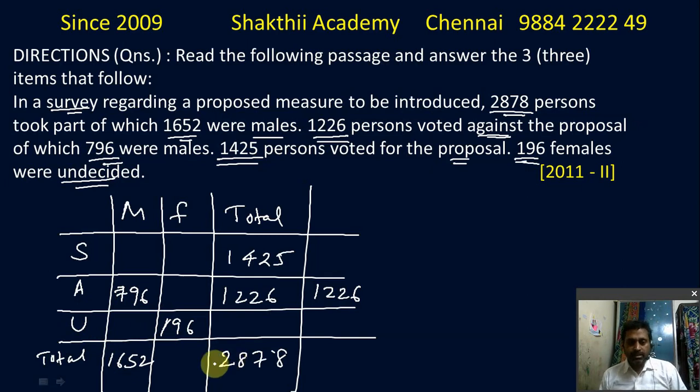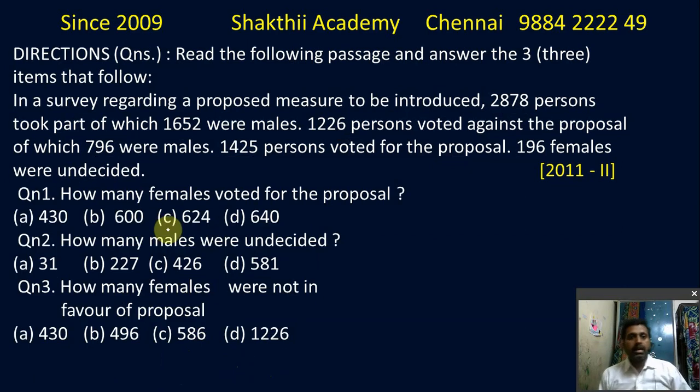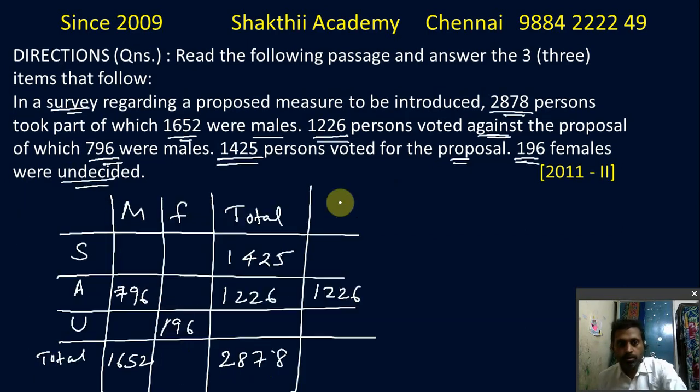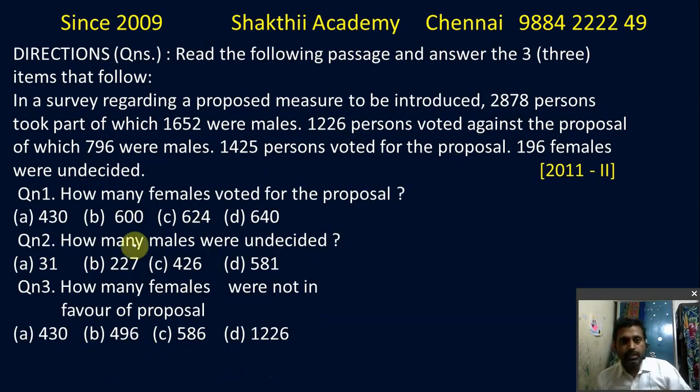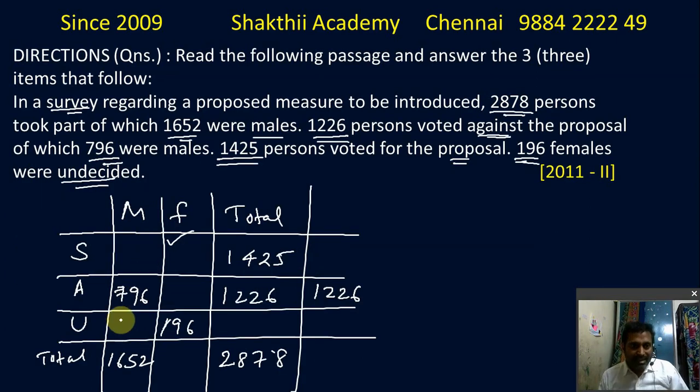It's very simple. By taking the difference of this and this, we'll get the total female. See, what are the questions asked? Question number 1: how many female voted for the proposal? How many people supported the proposal? This is the first question. Second question: how many male were undecided? This is the second question.